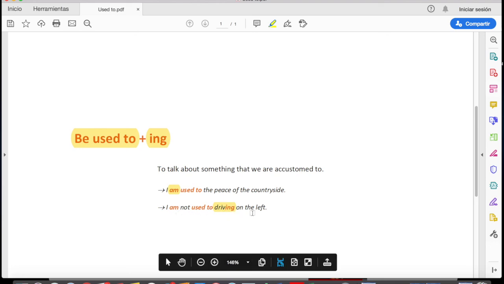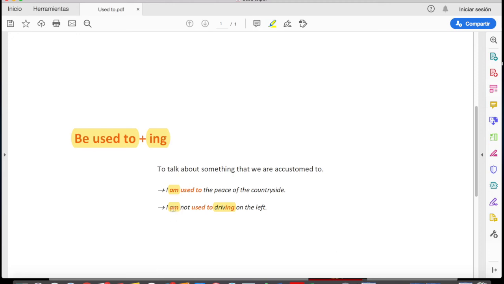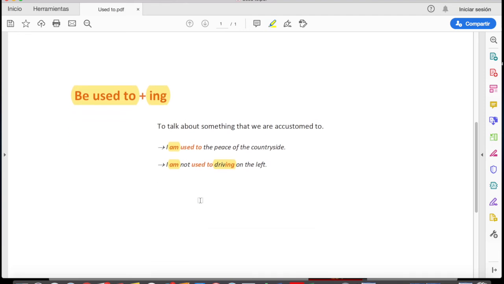In the case that we have a verb, an infinitive, we would use ing. Okay, I'm not used to driving on the left. No estoy acostumbrado a conducir por la izquierda. A conducir, infinitive. This infinitive takes the form ing. I am not used to driving on the left. We could use also the past here. I was not used to driving on the left when I visited England. Okay, and so this is be used to.